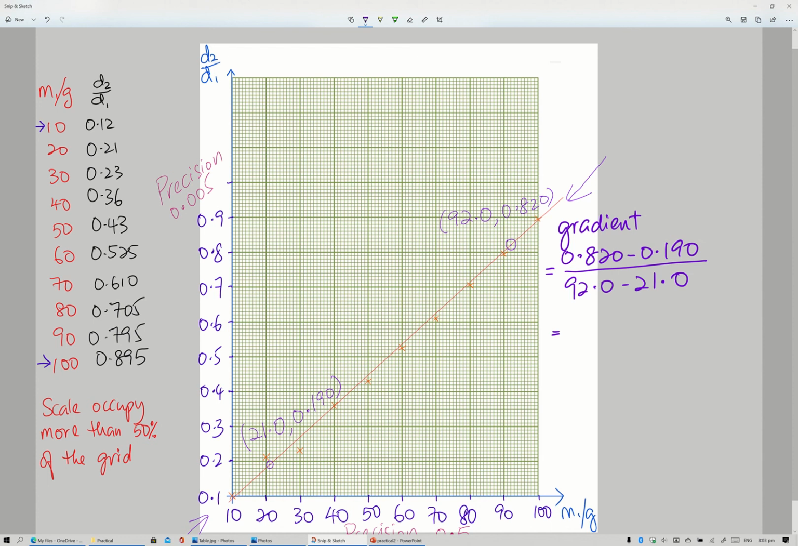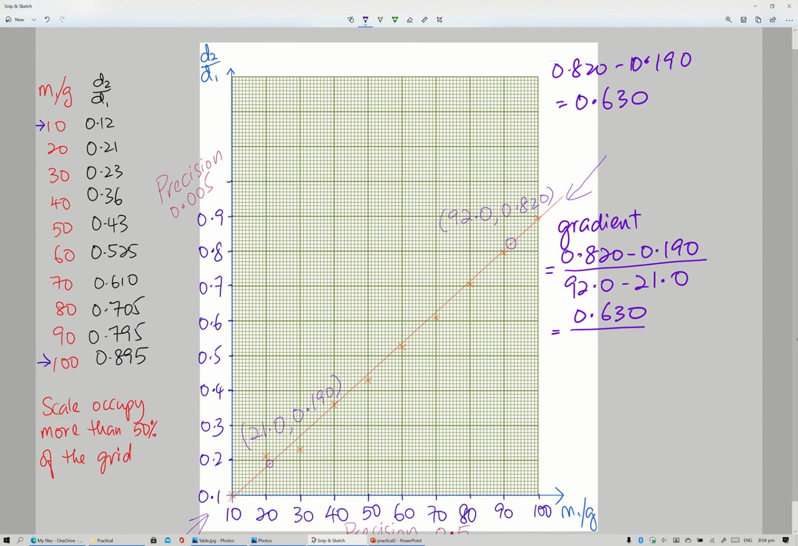And you learn from mathematics, we process the numerator and the denominator independently first. And we know that 0.820 minus 0.190. So that's 3 decimal places minus 3 decimal places. And my final answer should be 0.630. And therefore, I have to write 0.630, 3 decimal places. And 92.0 minus 21.0. So that's 1 decimal place minus 1 decimal place. I have 71.0. Final answer must be 1 decimal place.